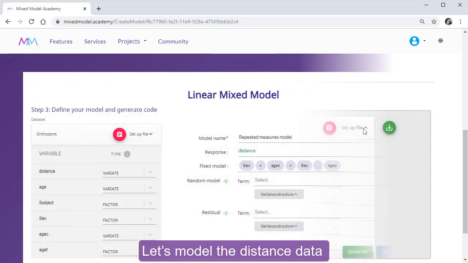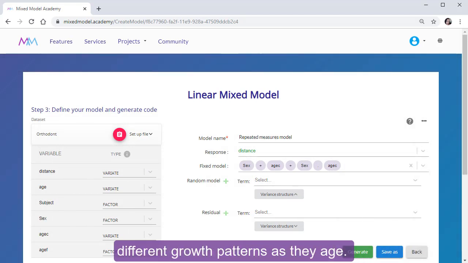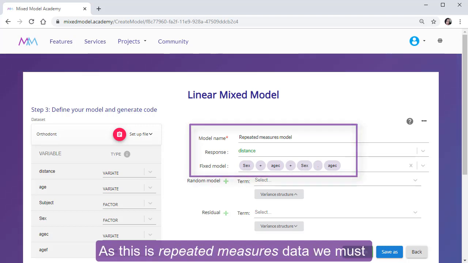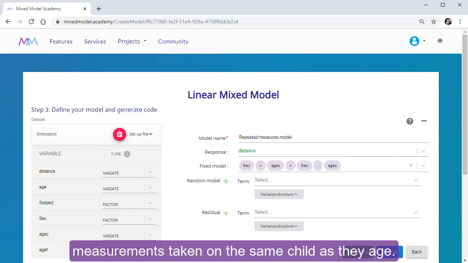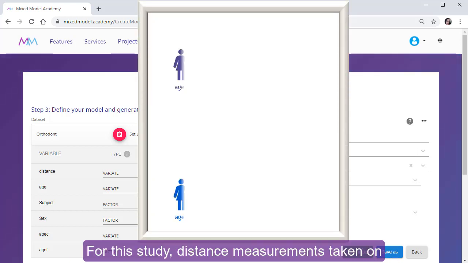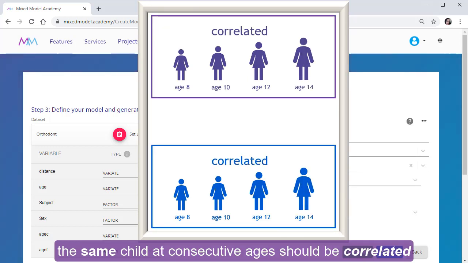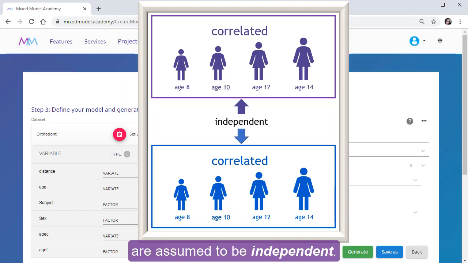Let's model the distance data, allowing male and female children to have different growth patterns as they age. I've partially filled in the model already. As this is repeated measures data, we must take into account the correlated nature of the distance measurements taken on the same child as they age. For this study, distance measurements taken on the same child at consecutive ages should be correlated, but measurements on different children are assumed to be independent.